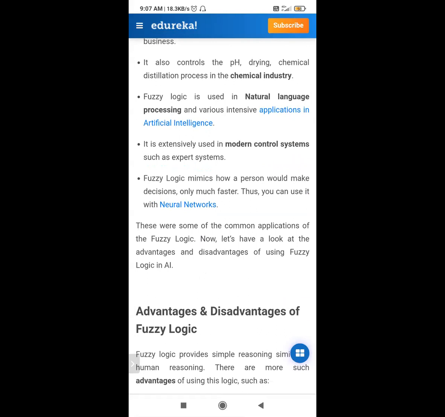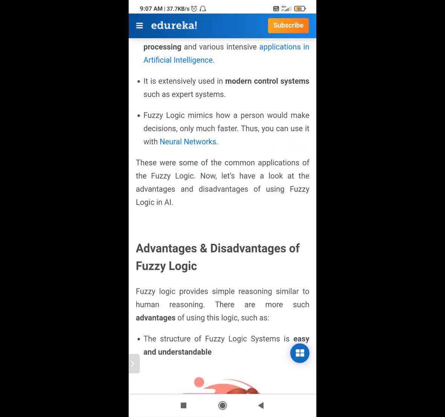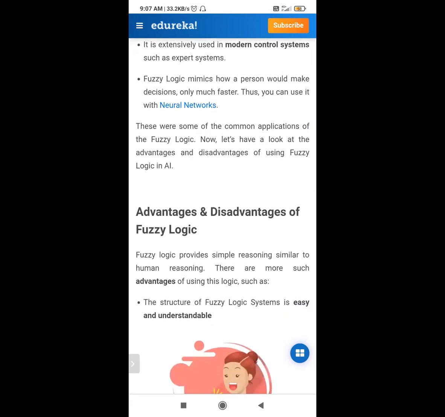Next, it is used in modern control systems such as expert systems. And next, it is used in neural networks also. Fuzzy logic mimics how a person would make decisions, only much faster. Thus, you can use it in neural networks. So these are some of the common applications of fuzzy logic.